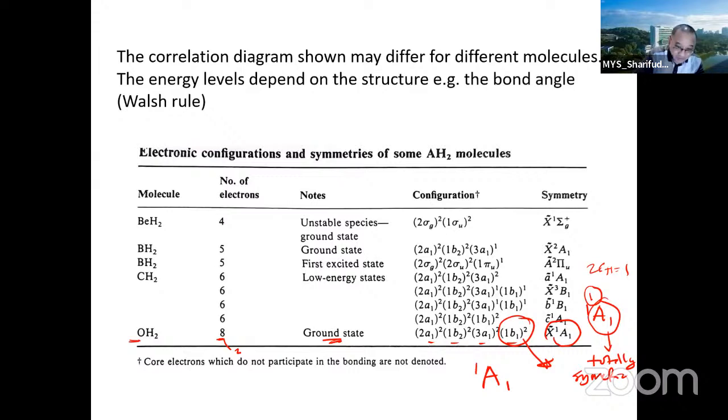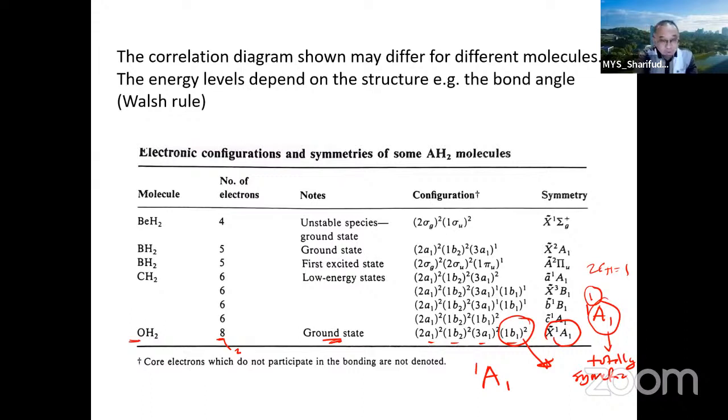electronic configuration. Now, some electronic configurations are fully filled. When everything is filled, that means symmetrically it is totally symmetric. So it has to be A1, right? And because it is singlet in this case, it's 1A1, right? So the symbols will depend on the group character of the molecule itself.